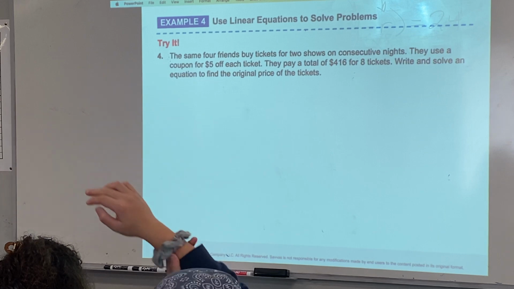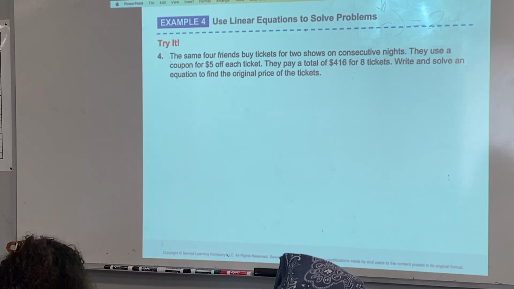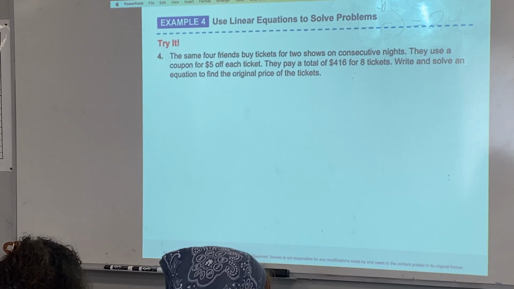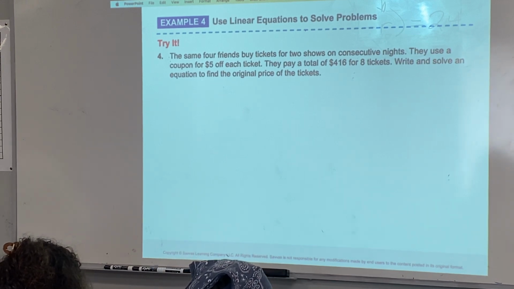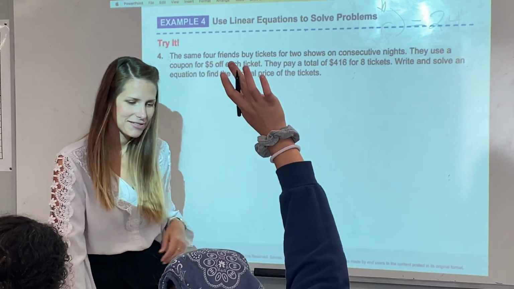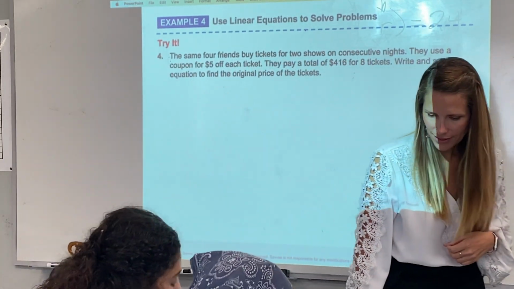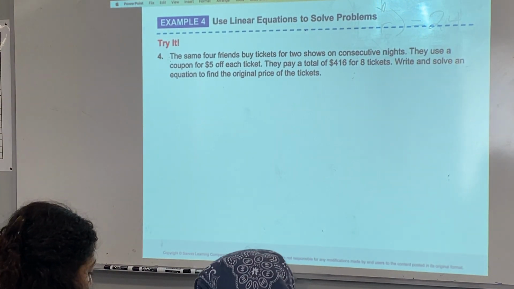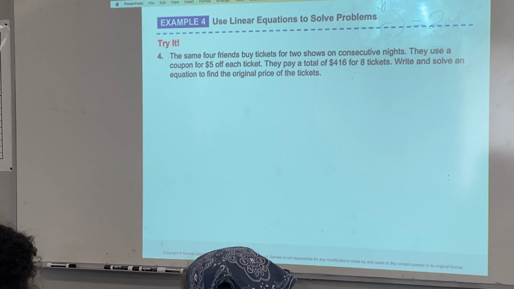Yep. That's it. Equals what? That's it. You got it. You can use your calculator if you need to. That's it. You got it? Good job. That's the answer. Okay, it looks a lot more complicated.